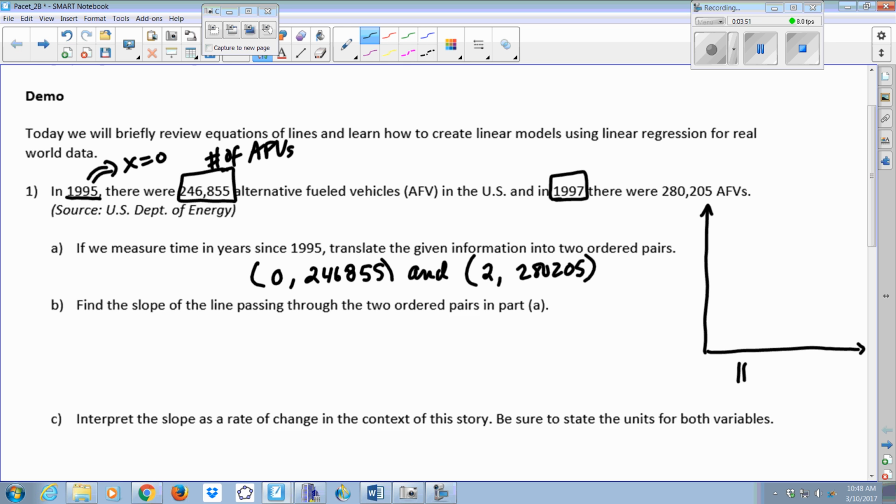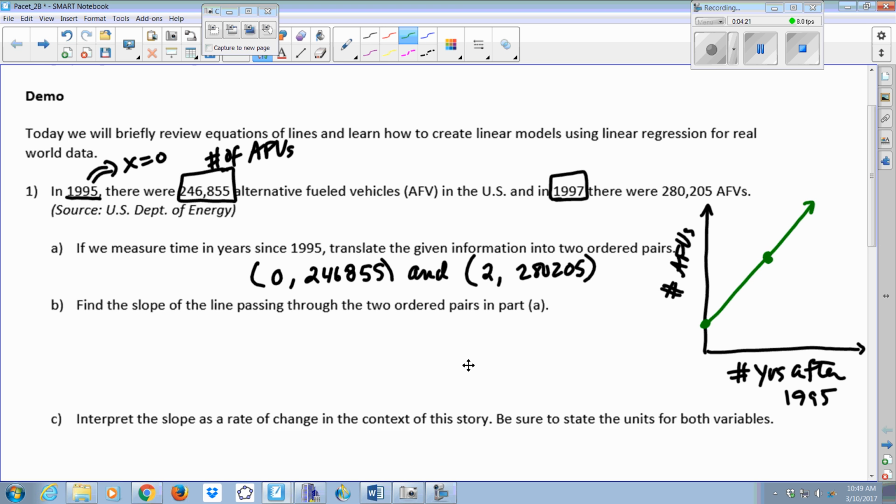So just real quickly, if we were to plot those, just to have a little idea of what's going on, we know that the independent variable is the number of years after 1995 along your horizontal axis. Here are the number of AFVs. And the first point is what we typically call our y-intercept. And our second point is up here somewhere. And so what we're going to be doing now is finding the equation of the line that joins those 2 points, off of which those points are a solution.